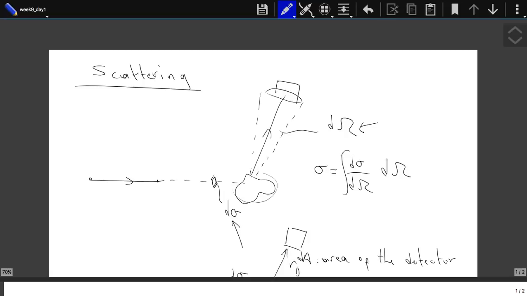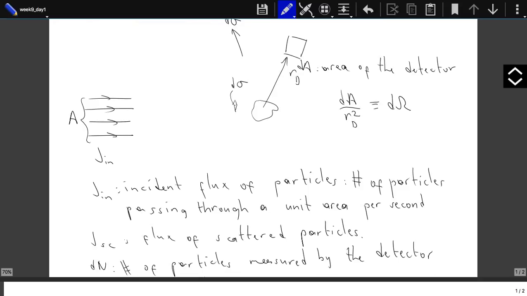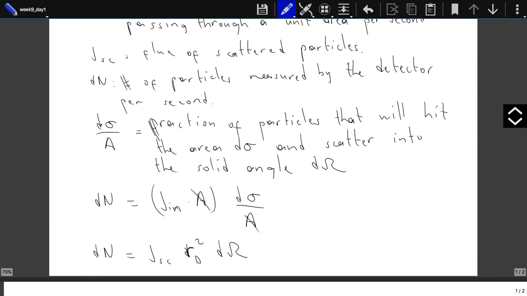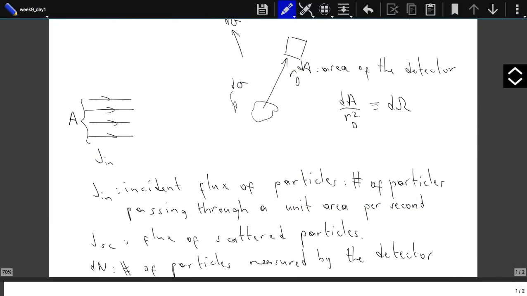Now this is intuitive and nice, but not practical, because even classically, with very small particles, you cannot really aim them at a given point. In quantum mechanics, it's not even possible in principle. So we send a beam of particles with an initial flux, J in. They are scattered off our source. If the total area of the beam is A, only a fraction d sigma over A of them will hit my d sigma, and hence scatter into my detector.